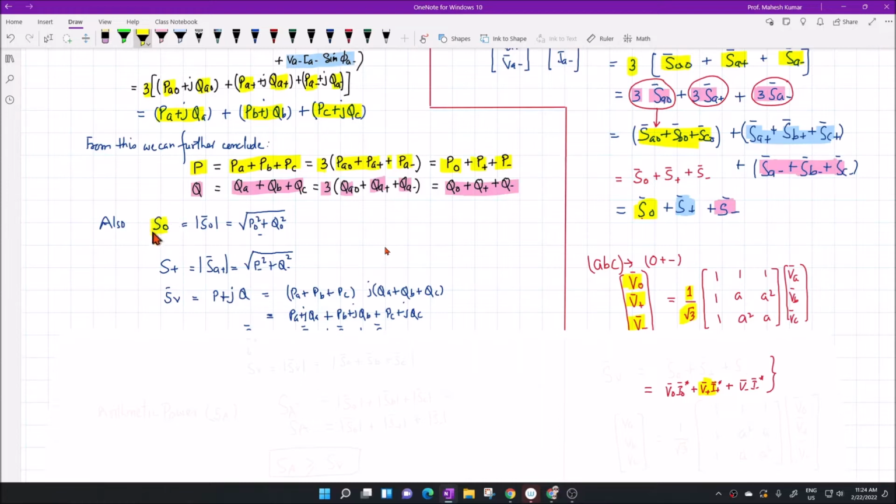This is a scalar quantity. There is no bar over this. This is actually a mod of S0 bar. The absolute value of S0 bar is basically S0. This is called scalar 0 sequence power. This is called complex 0 sequence apparent power. And obviously this must be the square root of P0 square plus Q0 square, or it could be equal to simply 3 V A0, I A0 conjugate, and you can take mod of this.